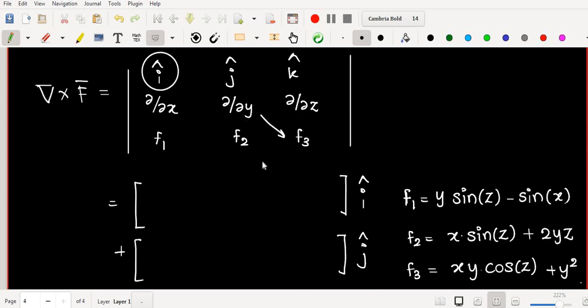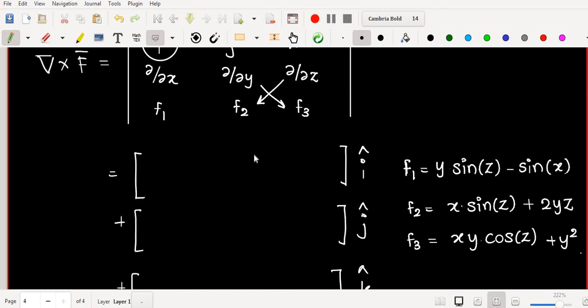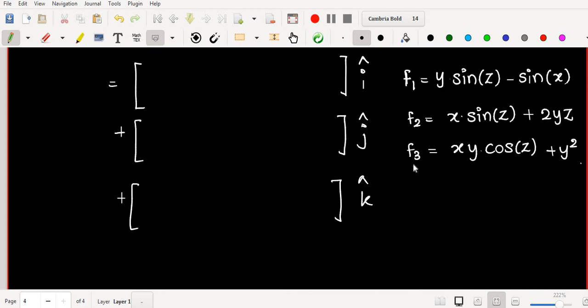Therefore, to find the coefficients for i bar, j bar and k bar, we need these functions f1, f2 and f3. So we consider the functions here and find the coefficient of i bar. So we find partial derivative of f3 with respect to y minus partial derivative of f2 with respect to z. For calculating the partial derivative of f3 with respect to y, we treat y as variable and the remaining terms will be treated as constant. So the first derivative will be x into cos z, which are constant, derivative of y will be 1, plus 2 times y, minus partial derivative of f2 with respect to z.